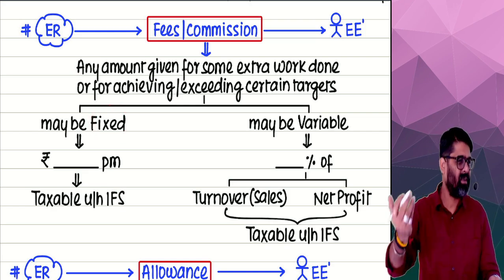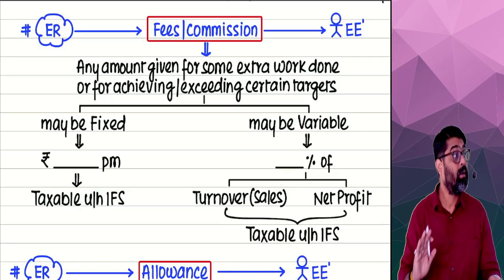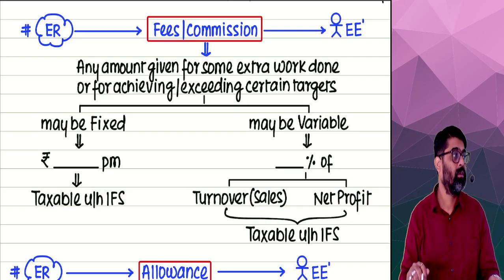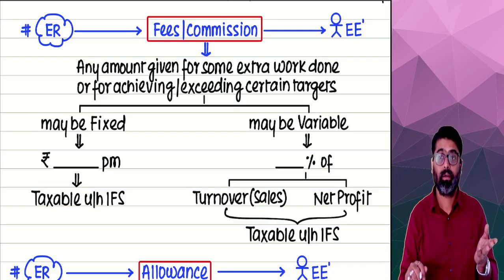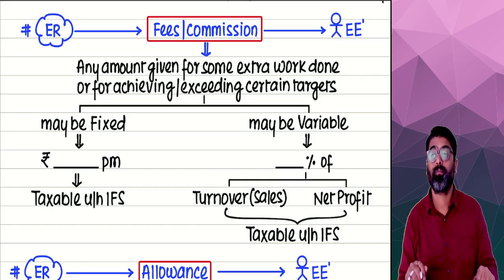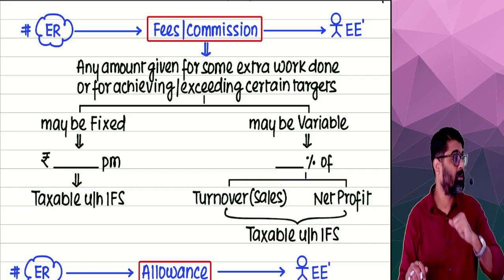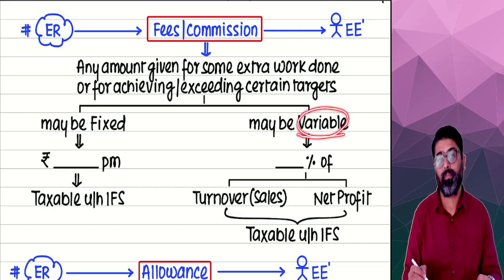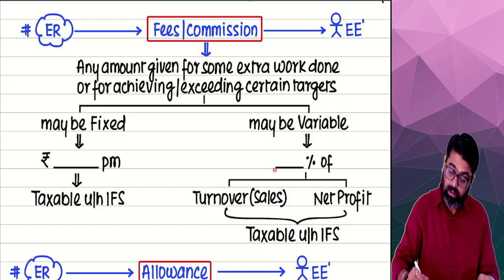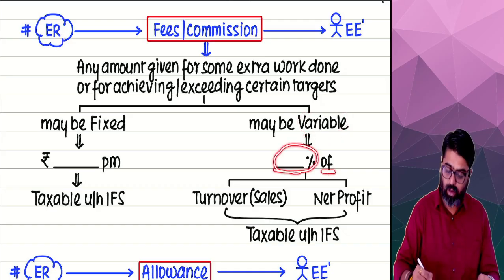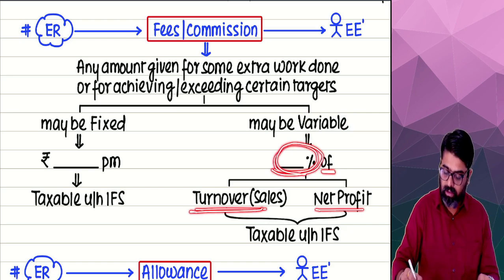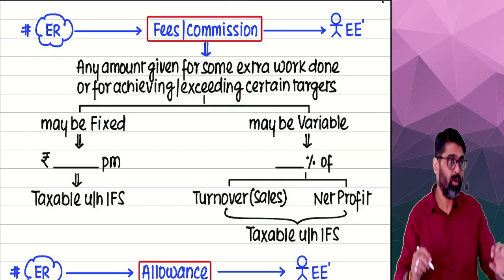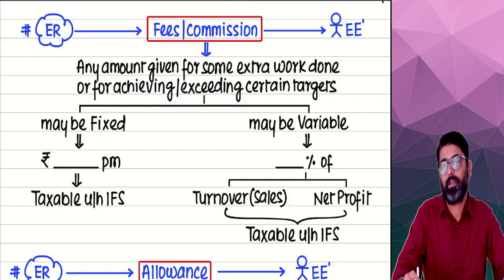This much commission you will definitely get from me. But if you meet or exceed the targets, you will get turnover based commission also. You will get profit based commission also. Now some variable commission can also be given. Variable commission means a certain percentage of turnover or a certain percentage of net profit can also be given to you as a commission.